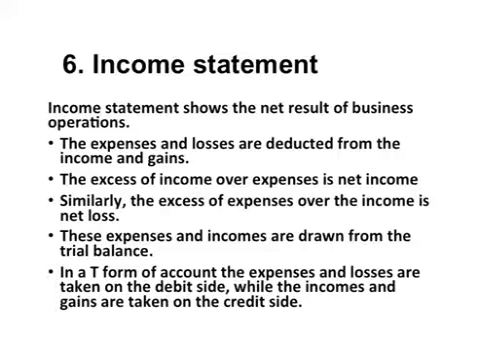Now, let us come to the sixth step in the accounting process, the income statement. The income statement shows the net result of business operations. The result can be positive or negative. The result can be positive when I say it is the net profit, that is the excess of the incomes and gains over the expenses and the losses. If it is contrary to this, if the expenses are in excess of the incomes, then it is a net loss.